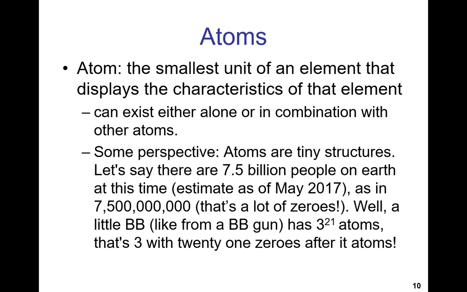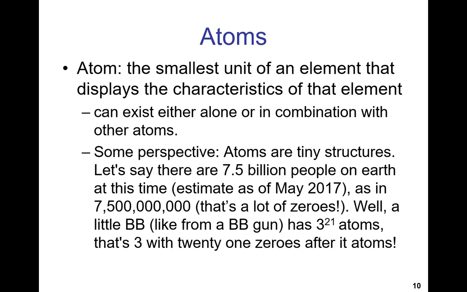If an element is a unit of matter, the smallest unit of an element is an atom. That's going to be the smallest discrete unit of that element that displays the characteristics of that element. It can exist either alone or in combination with other atoms.